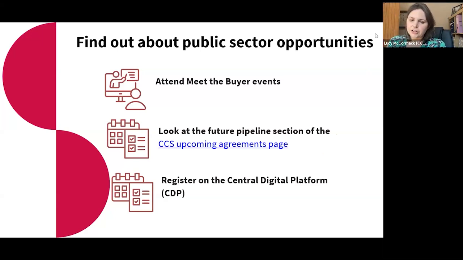The future pipeline section of the CCS upcoming agreements page, and there's a link that takes you straight there, will be useful until phase 2 of the central digital platform is ready, because it will enable you to see all future planned CCS commercial agreements in one place, and plan for those that you might like to bid for. And also, crucially, see the market engagement that is planned, i.e. how are we expecting to talk to the market, including suppliers, identify new suppliers, discuss with them what we have planned, whether it's suitable, whether you have concerns, suggestions for changes, etc.